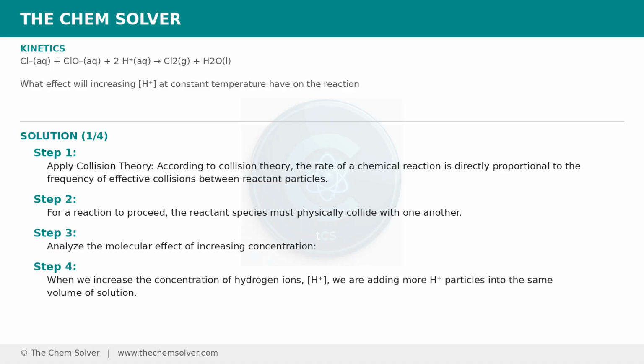Apply collision theory. According to collision theory, the rate of a chemical reaction is directly proportional to the frequency of effective collisions between reactant particles. For a reaction to proceed, the reactant species must physically collide with one another.